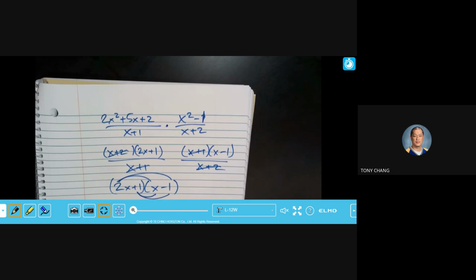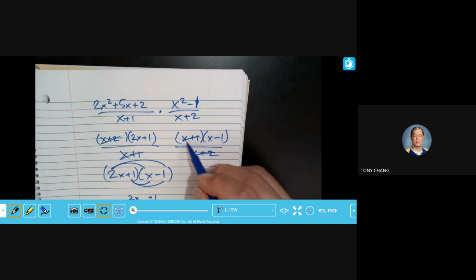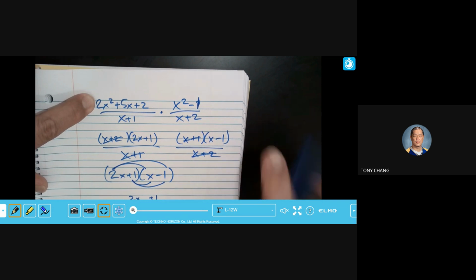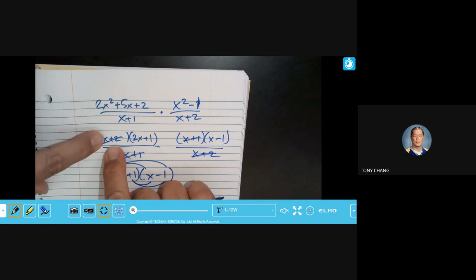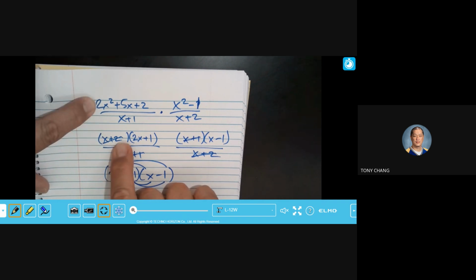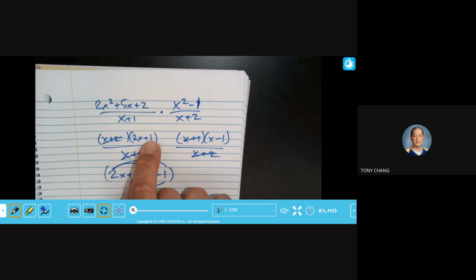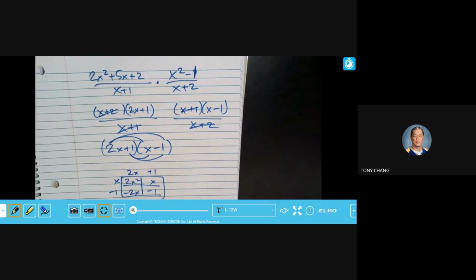One more time. I know how to factor this. That's going to be x plus 1, x minus 1. I don't know how to factor this. This is a tough one. Use this as one of the factors. X times what gives you this? 2 times what gives you this? Figure that out. Cancel out everything. Multiply whatever's left.